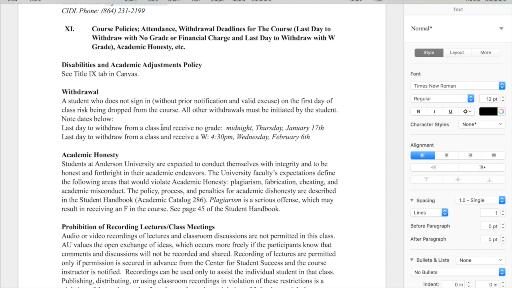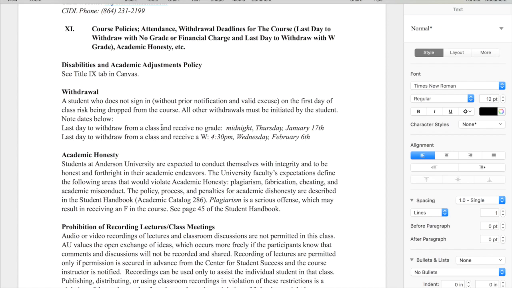We have a disabilities and academic adjustments policy listed in Canvas. If you believe yourself to need what you may have called in high school an IEP, I highly recommend that you do so, and do so very soon, not just for my class, but especially for any other classes. I know that other classes do more testing and things like that. So just know that that is available to you in college as well, and not just in high school.